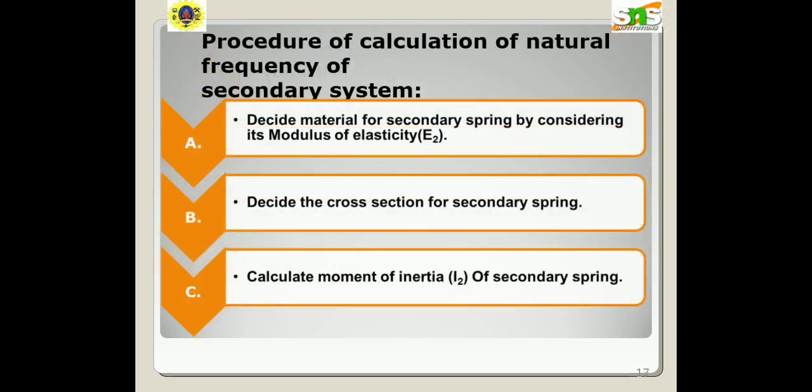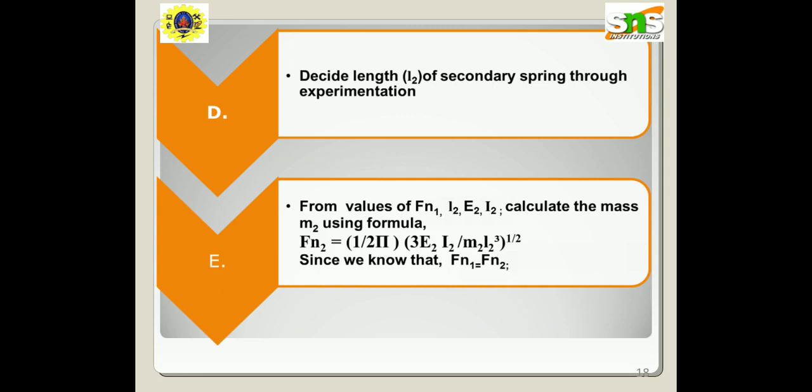Next is the procedure for calculation of the natural frequency of a secondary system. A and B: decide the material for the secondary spring by considering its modulus of elasticity. Decide the cross section of the secondary spring, and third, calculate the moment of inertia of the secondary spring. And D and E: the fourth one is to decide the length of the secondary spring through experimentation. And the last one is, from values of frequency, moment of inertia, and Young's modulus, calculate the mass M2.